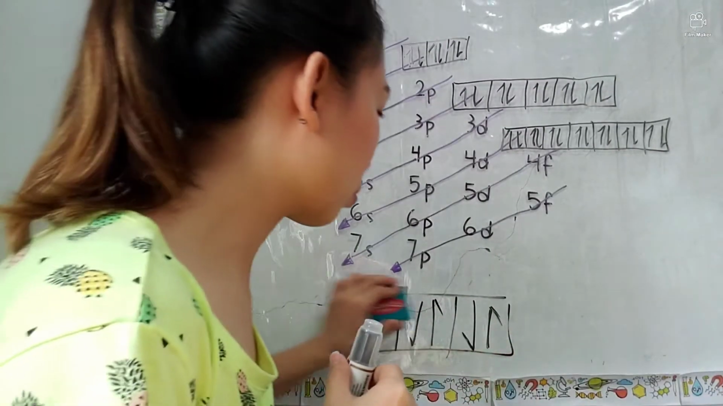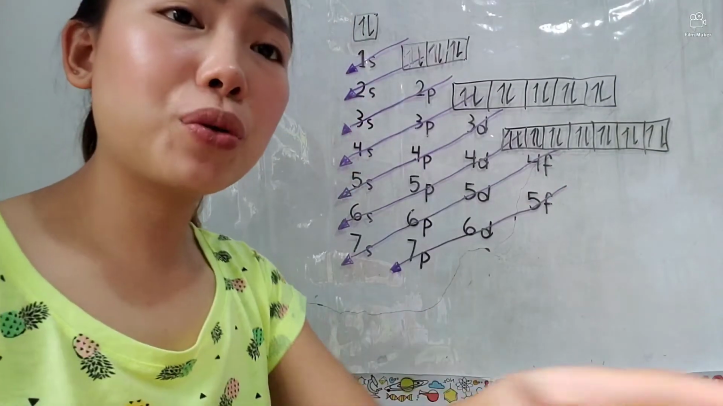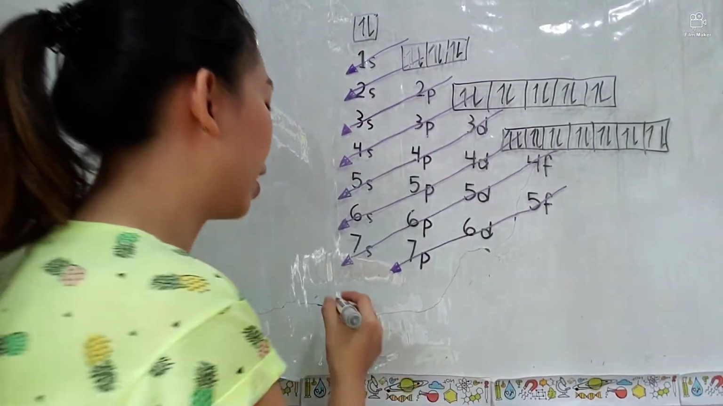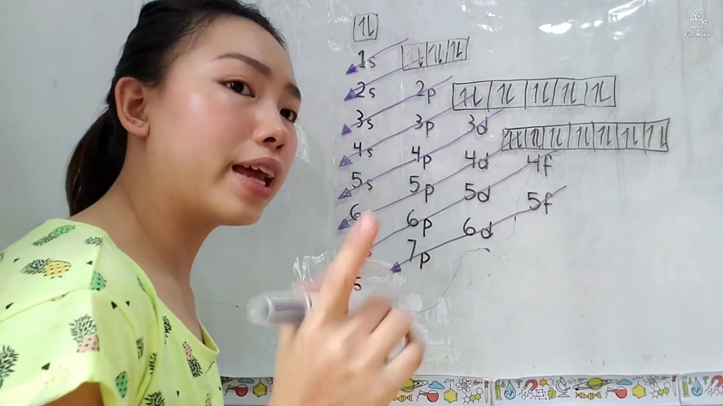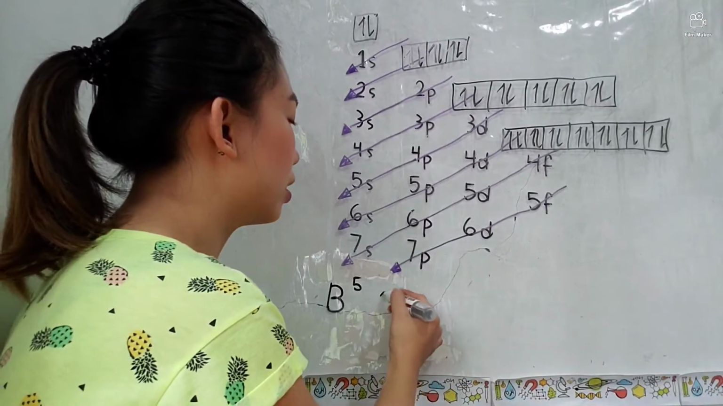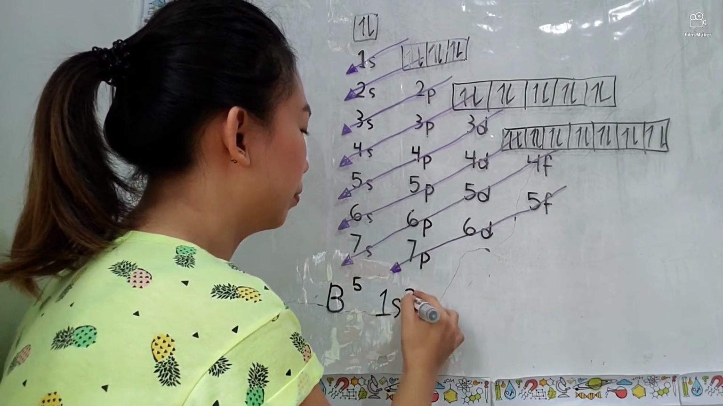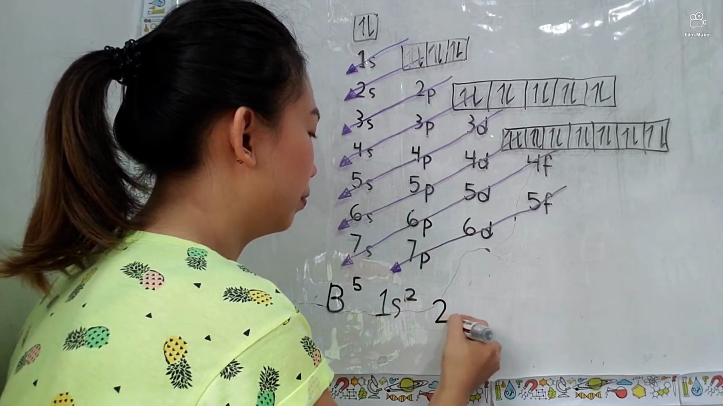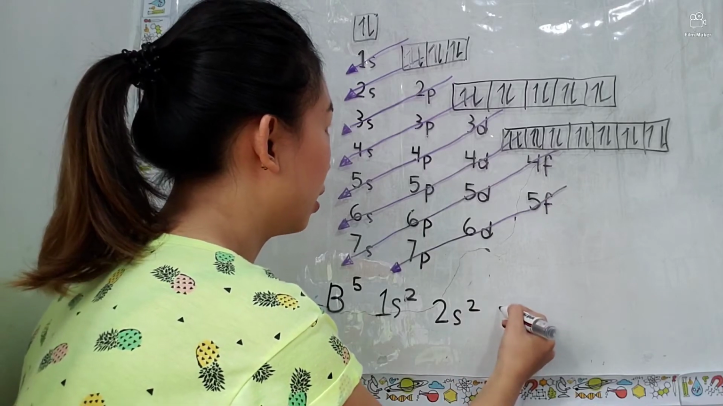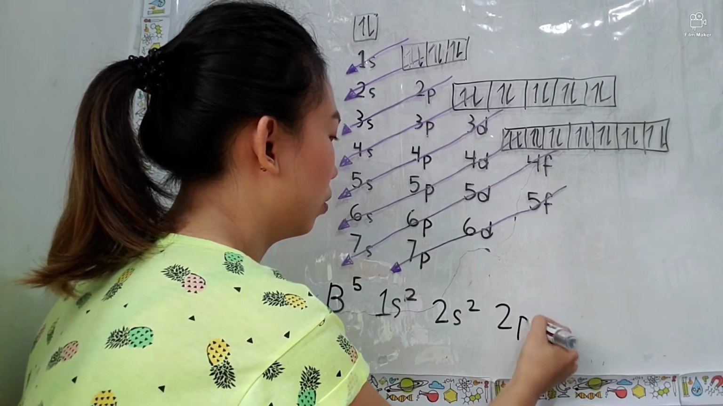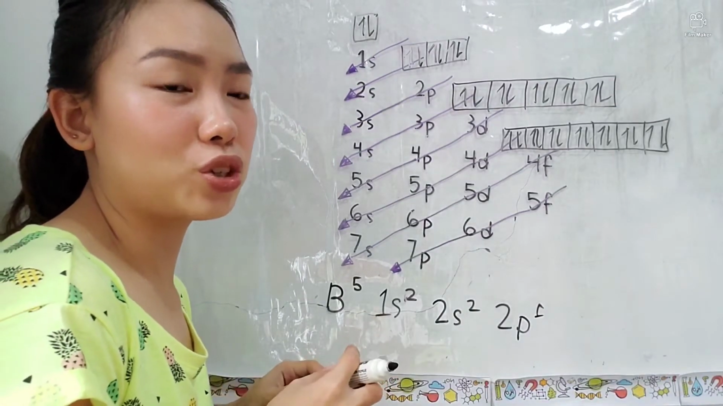Example. Example, gawin natin si boron. Boron is 5. Electron configuration for boron is 1s2, 2s2, and then 2p1. So, yun yung electron configuration natin.